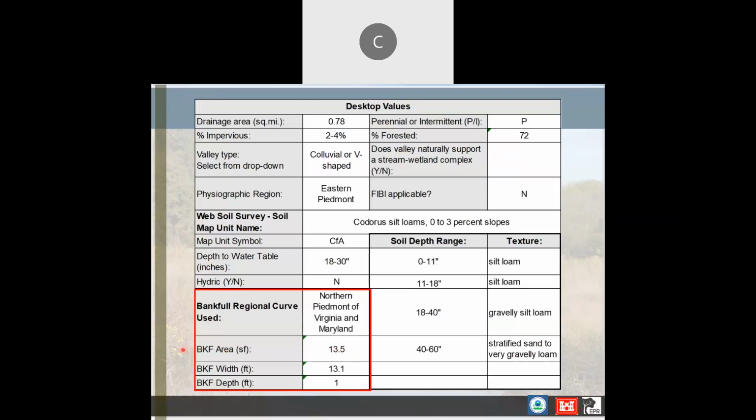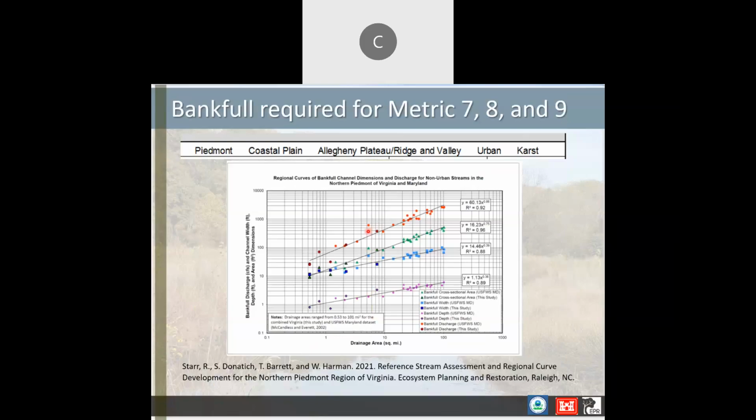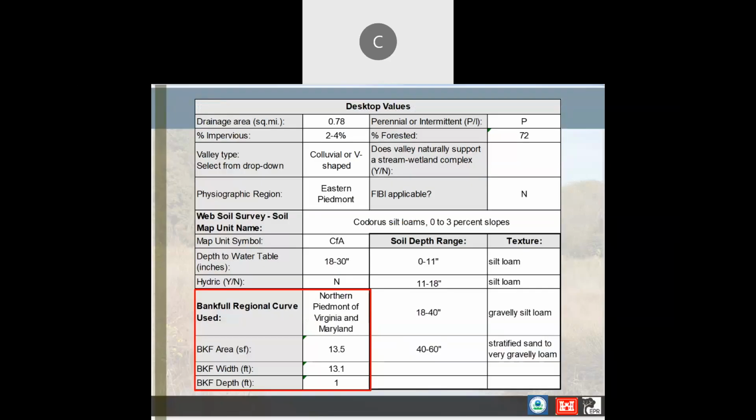Although we do just record a single value, I am usually printing the regional curve as shown on the previous sheet, at least the area and the width regional curve, so that I have an idea of the range of scatter. Very few of the streams that are used to make these regional curves are actually on the line. So there is a range of scatter that these regional curves are predicting, whereas the actual value recorded will give you a ballpark value.